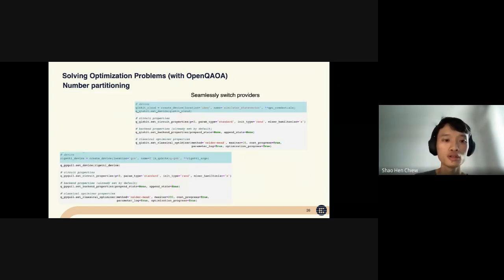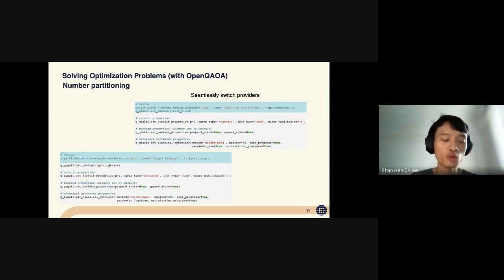The most important feature is probably the ability to seamlessly switch between different providers. For example, the two sets of code here are almost the same. The only important difference is where we specify the type of device that we want to use. In the first chunk of code, we use the state vector simulator of Qiskit, so we would create this device in this particular way.